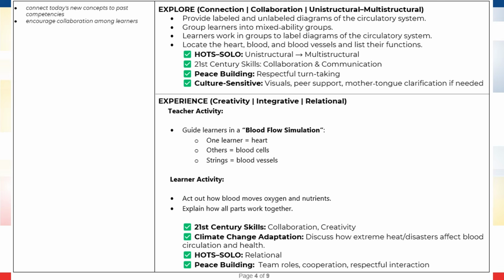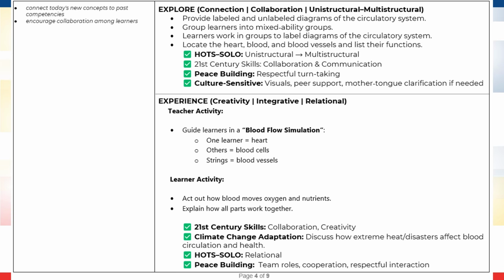That's the engage. For the exploration, we can provide the learners with labeled and unlabeled diagrams of the circulatory system. Or we group the learners based on their ability. They work in groups to label diagrams. They locate the heart, the blood, and the blood vessels and list their functions. First, there's integration here of SOLO, sensory skills, peace building, and cultural sensitivity.